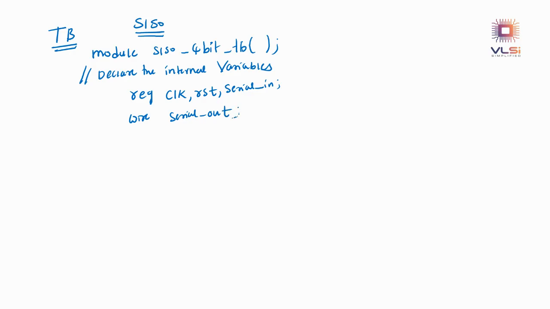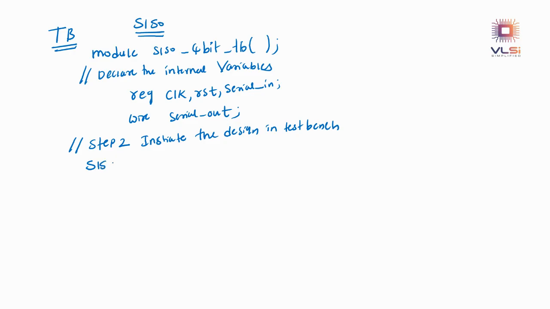Step 2, instantiate the design in the test bench. Whatever design you did for the SISO, you need to instantiate it in the test bench. Two methods are there: instantiation by name or instantiation by position. Here I'm using instantiation by position, so whatever the position of inputs and outputs I gave, it should be the same.